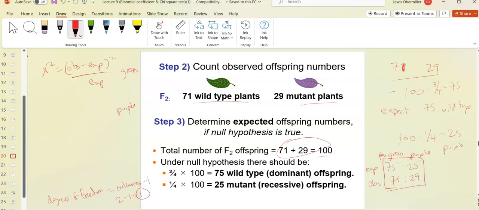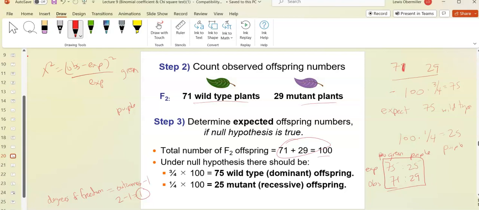If we were flipping a coin, we would have 1 degree of freedom, right? Because it's either heads or tails. So 2 outcomes minus 1 is 1. If we're rolling dice, then there are 6 outcomes, right? It could be a 1, 2, 3, 4, 5, or 6. So 6 outcomes minus 1 would be 5 degrees of freedom. And that's how we figure out where to look on the table to find that area under the curve.